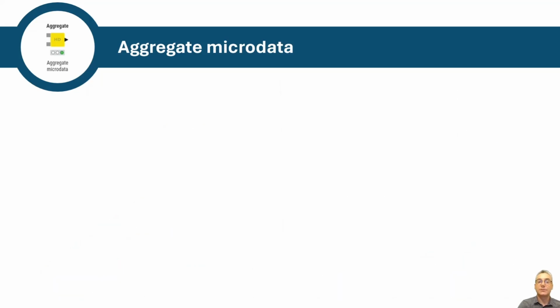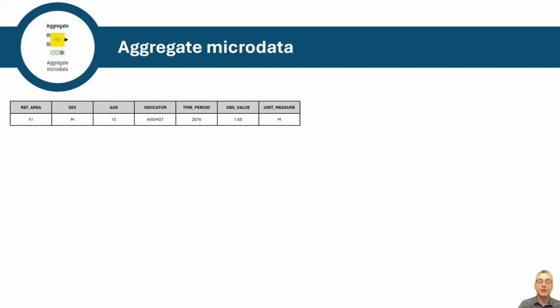Let's walk through the steps using a single data record as an example. In this record, we have 5 dimensions, 1 measure and 1 attribute. The reference area is FJ, the sex is male, the age is 15, the indicator is average weight, the time period is 2016, the observation value is 1.65, and the unit of measure is meter.